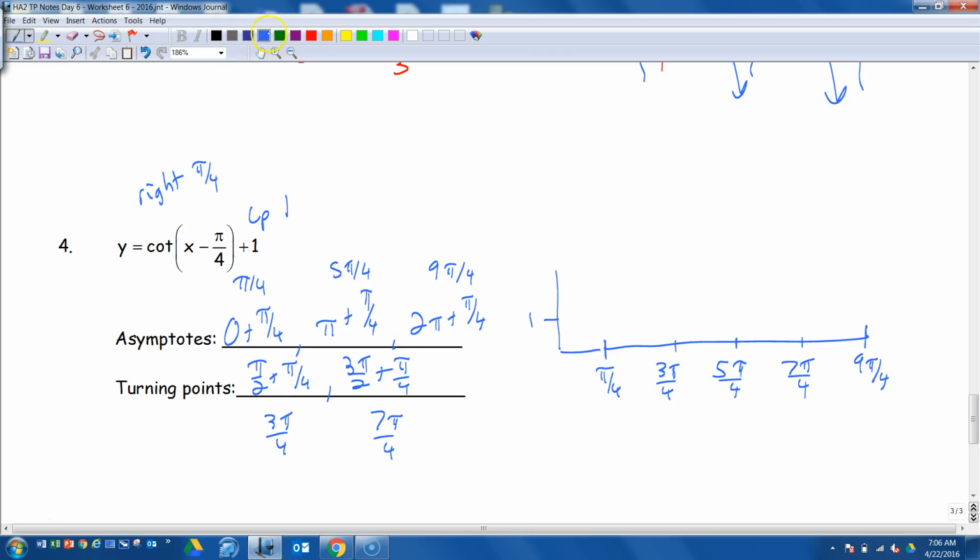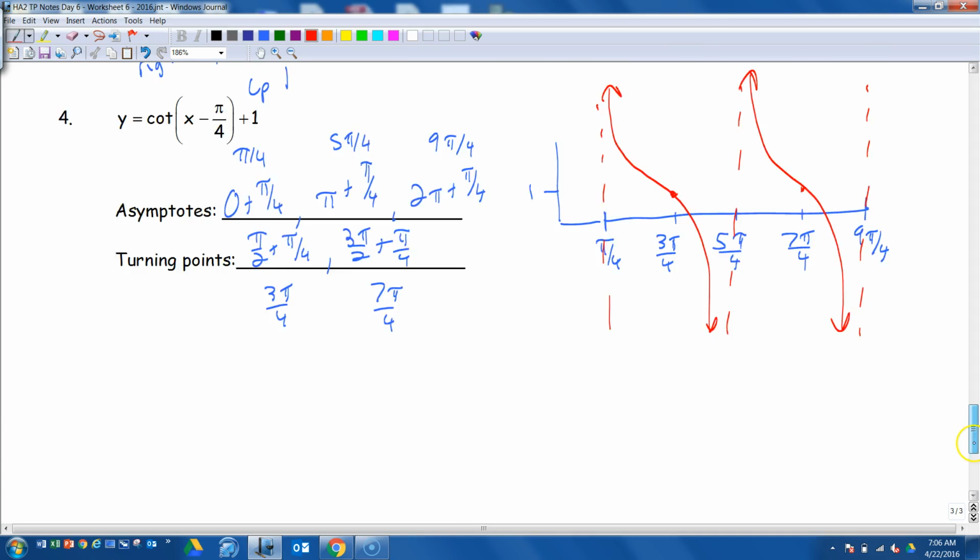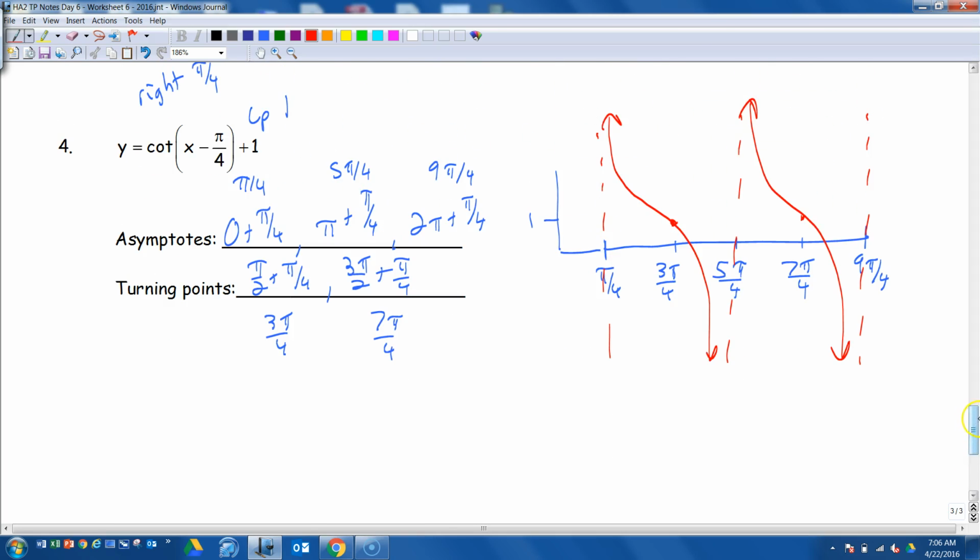So the asymptotes are at pi over 4, 5 pi over 4, and 9 pi over 4. My turning points are here, and since it's a cotangent graph, it starts at the top here and turns through that point. And there we go. Another 2 cycles of cotangent. Alright, so that is it for graphing cotangent and tangent.